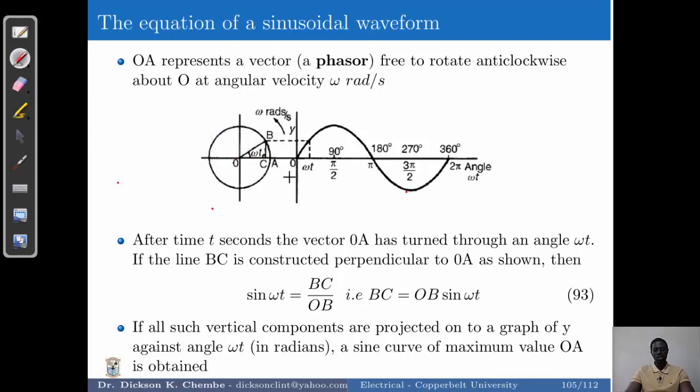What is being shown here is the plot of the phasor OA rotating at an angular velocity of omega. When we plot that, we get this sine wave from 0 to pi, which is 180 degrees, then 270 degrees, and then 360 degrees, which is a full cycle. The perpendicular line BC gives us an indication of the equation. The sine of omega t, which is the angle of rotation from A to B, is BC over OB. Therefore BC, the equation of a sine wave or sinusoidal waveform, is equal to OB multiplied by sine omega t.